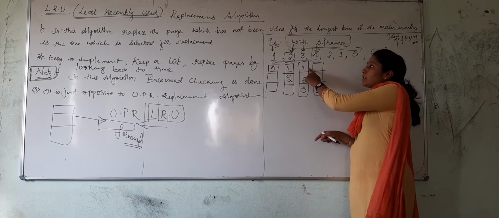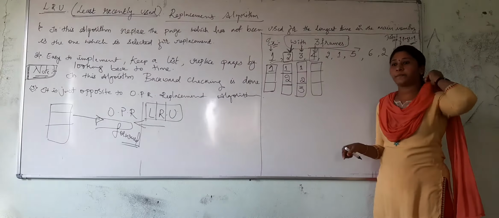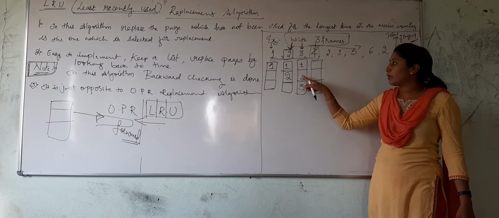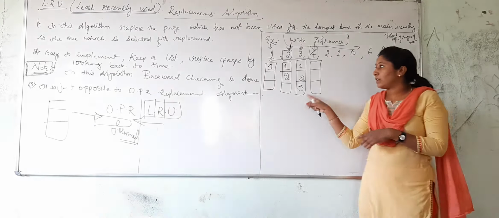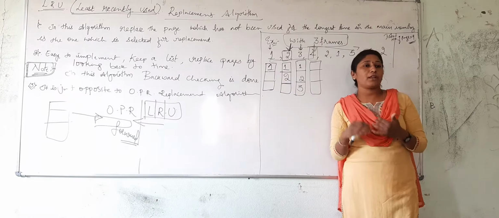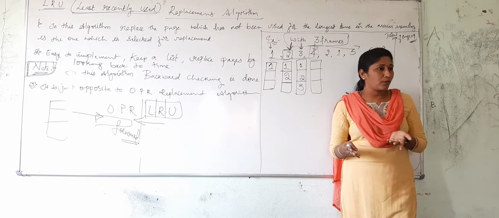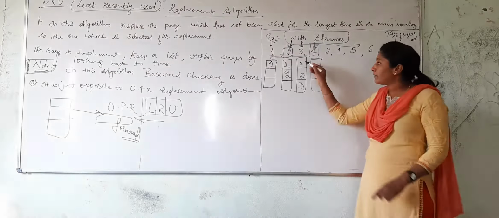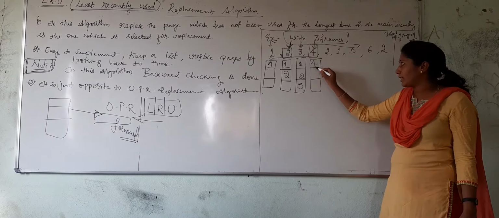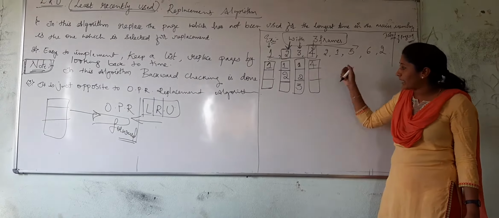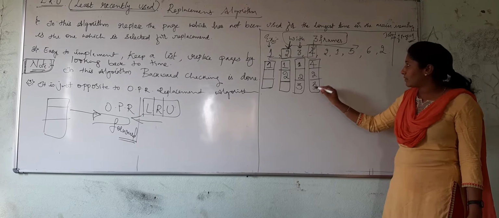Which is the page which is used the least number of times? 1, 2 or 3? 3 is used fewer times. But which is staying for the longest period of time and is not used in the future? Obviously 1. Therefore, 1 is the one we are going to replace, and 4 is placed. The rest of the 2 pages have to be kept as they are.